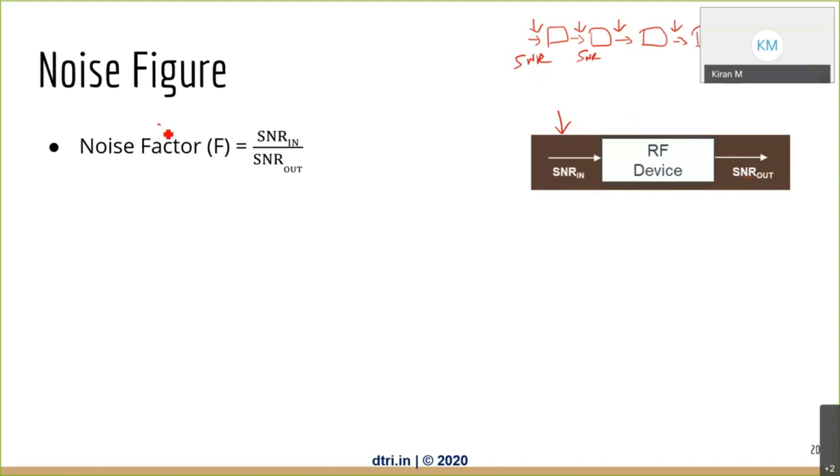So what does noise factor say? Noise factor tells you the degradation of SNR as the signal moves from the input through the device to the output. What it means is, there is some SNR here, X, and it degrades. That means it becomes worse and it becomes Y. So Y is worse than X. That's what noise factor will tell you.